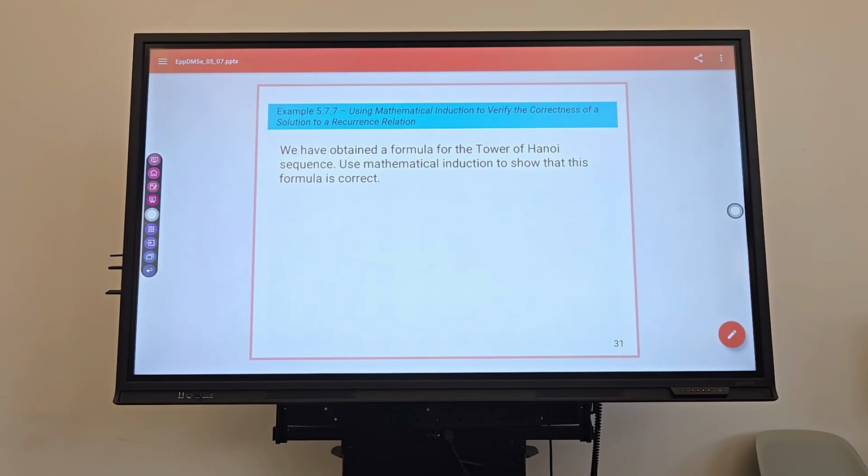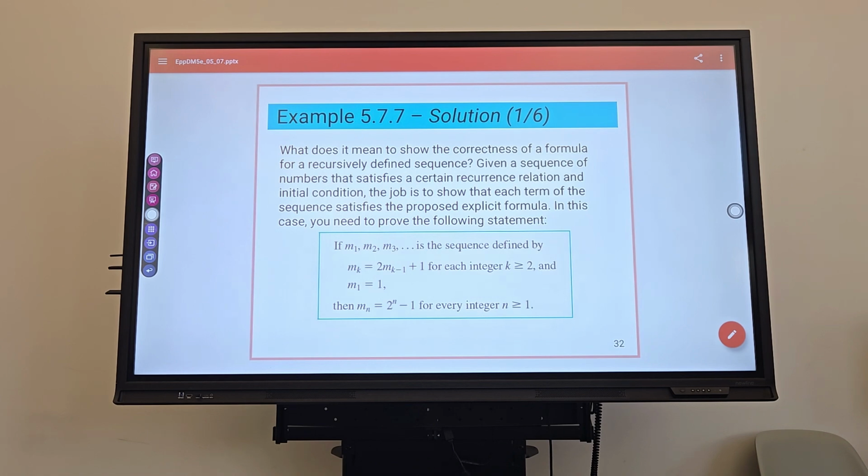We have attained a formula for the Tower of Hanoi sequence. Use mathematical induction to show that this formula is correct. What does it mean to show the correctness of a formula for a recursively defined sequence?